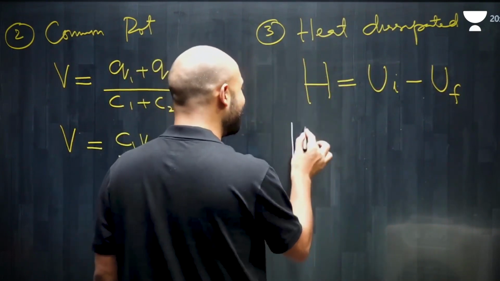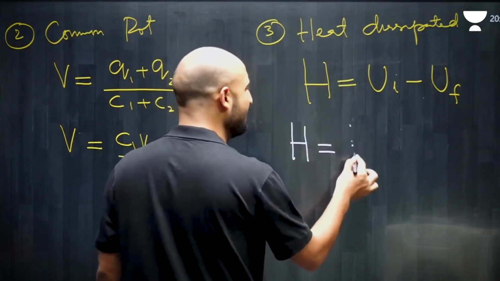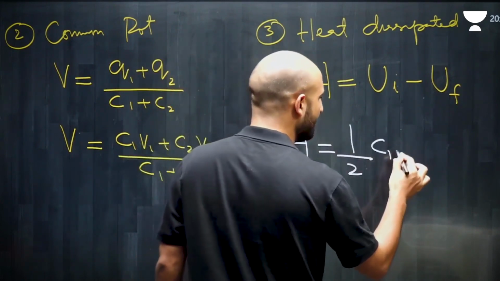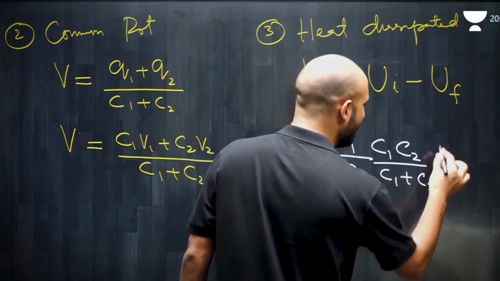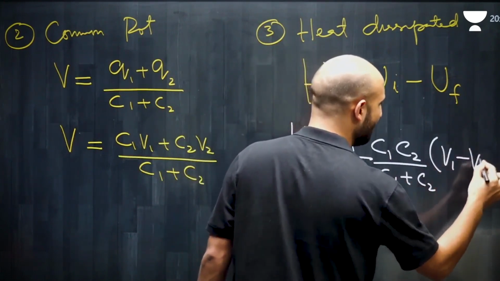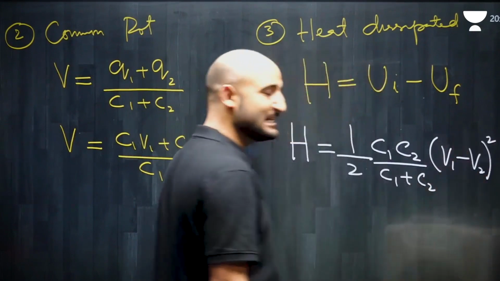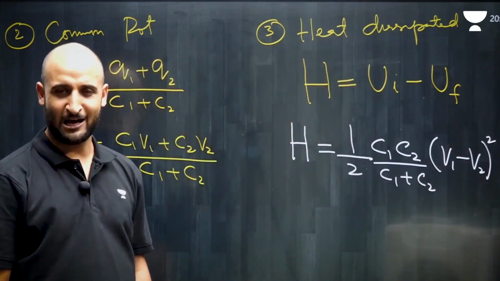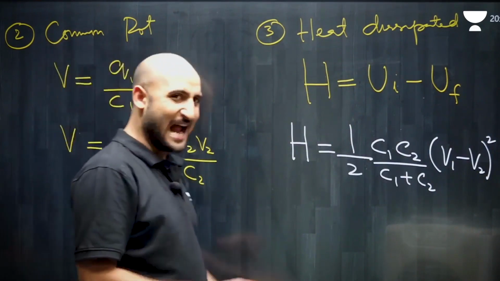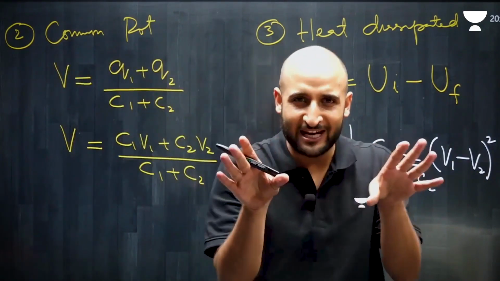Again, when you put all the values here, the heat dissipated turns out to be 1 by 2 C1 C2 divided by C1 plus C2 into V1 minus V2 whole square. This is the amount of heat dissipated in the process. All right. So that is what I have to talk about when it comes to the equation.